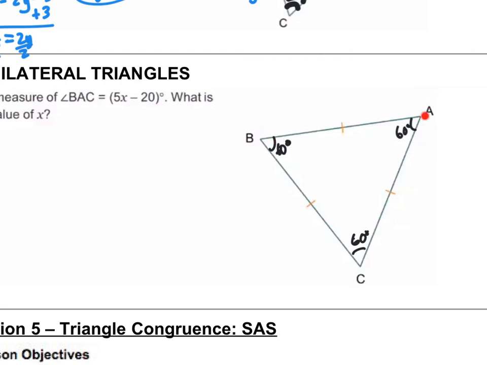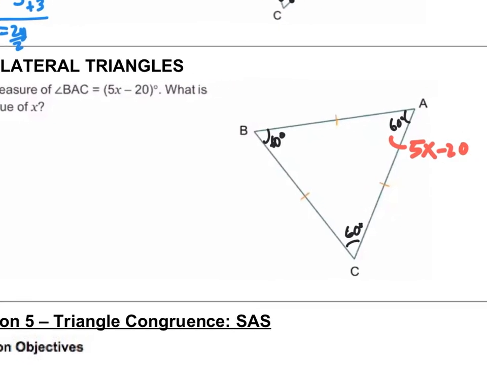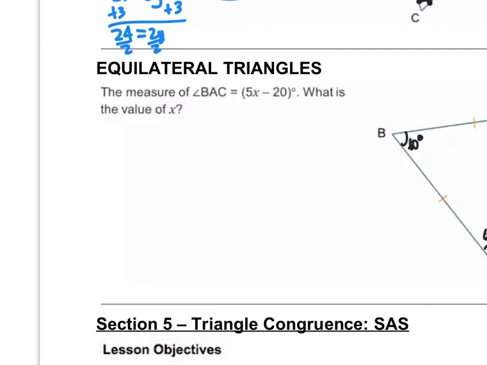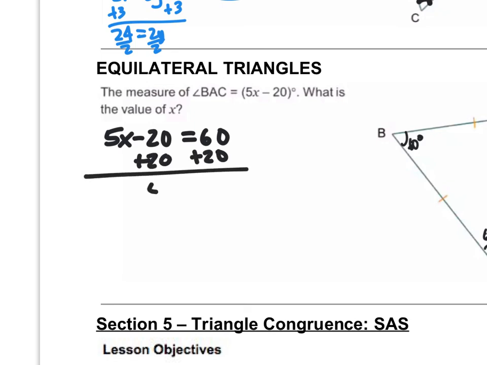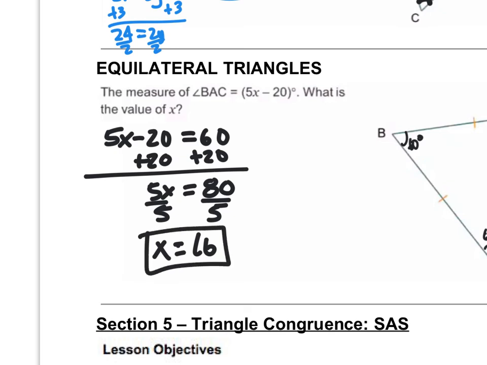Now I've got that angle BAC is 5x minus 20. So I'm going to say that this is 5x minus 20, and it wants us to figure out the value of x. Because that angle is 60 degrees, let's set 5x minus 20 equal to 60. If I add 20 to both sides, I get that 5x is equal to 80. If I divide by 5, I think x is going to be 14. Or no, x is going to be 16. Let me double check that. 80 divided by 5 is 16. So x is 16, and that's all I need to do.